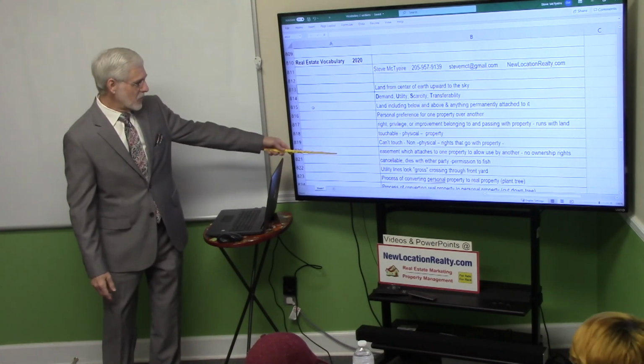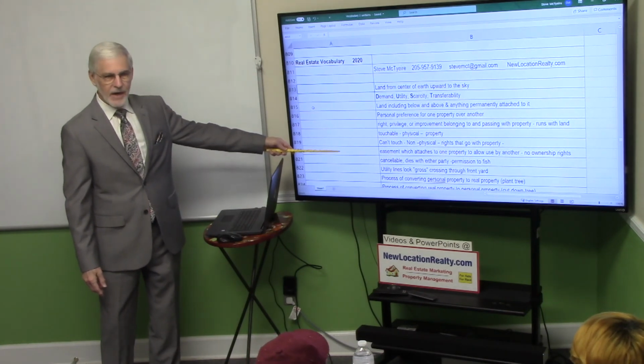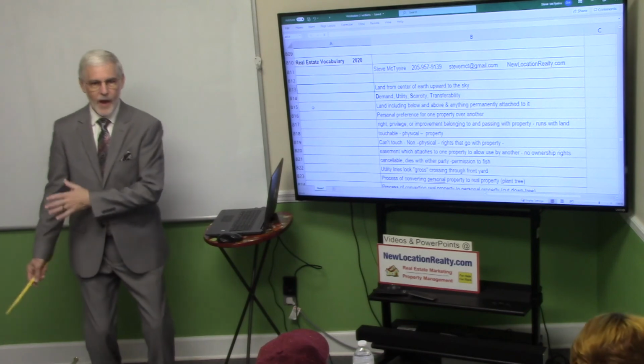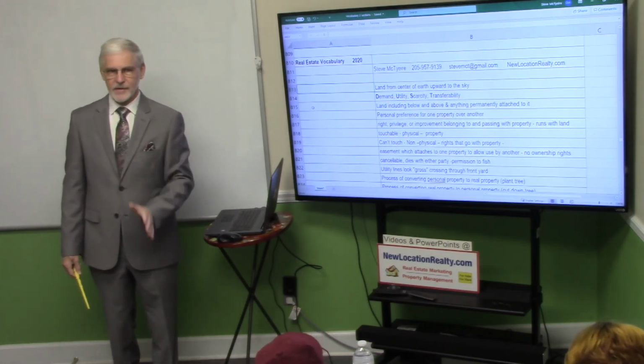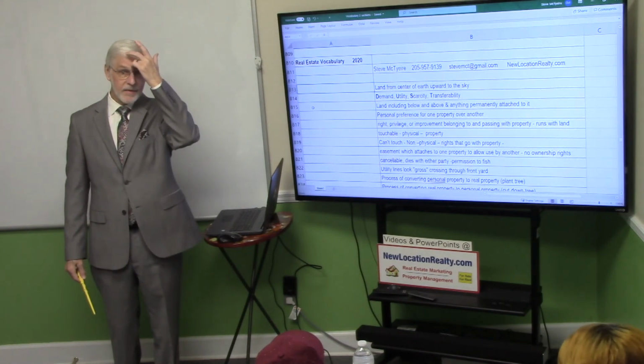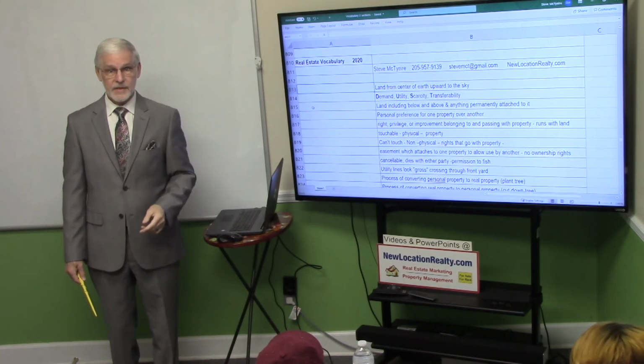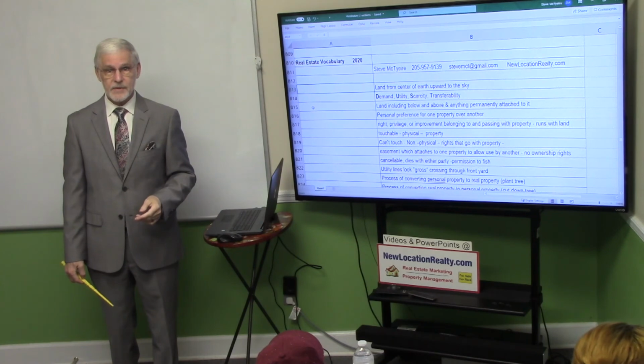Easement, which attaches to one property to allow use by another, but doesn't give them any ownership rights. It just gives them the right to ingress and egress out of property. What's that called? The easement that attaches to one property to be used by another.